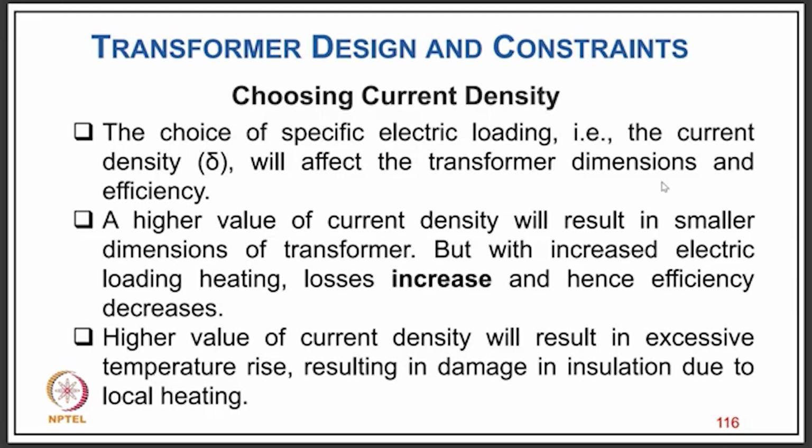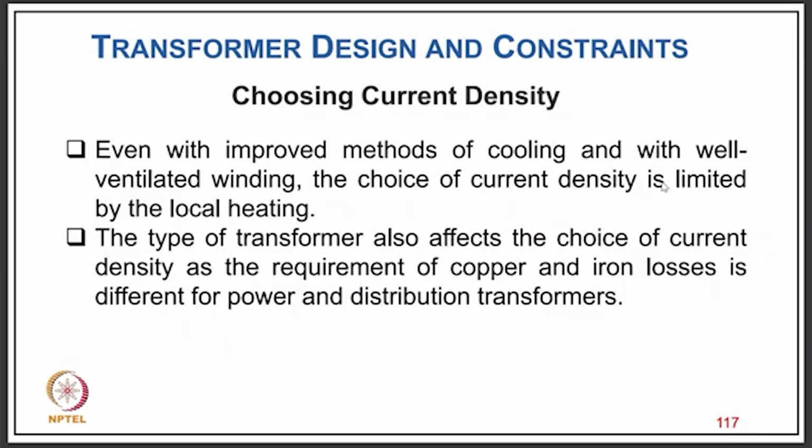Now coming to the selection of current density or electrical loading. The choice of a specific electric loading, that is the current density sigma, affects the transformer dimension and efficiency. A higher value of current density results in a smaller dimension of transformer, but with the increased electric loading the losses increase and the efficiency decreases. A higher value of current density results in a higher temperature rise, resulting in damage to insulation due to local heating. With improved methods of cooling and well ventilated winding, the choice of current density is limited by local heating, and the type of transformer affects the choice of current density, as the requirement of copper and iron is different for power and distribution transformers.